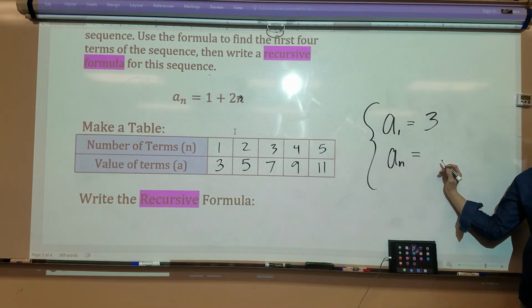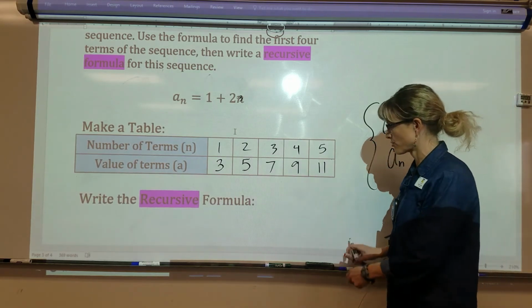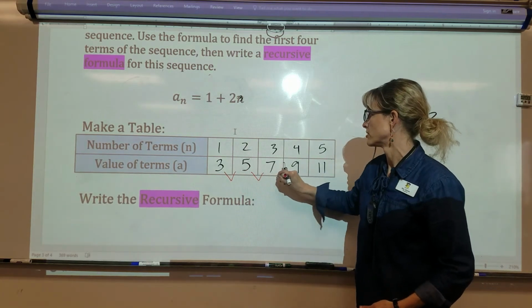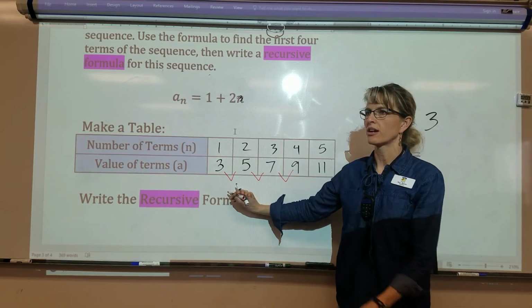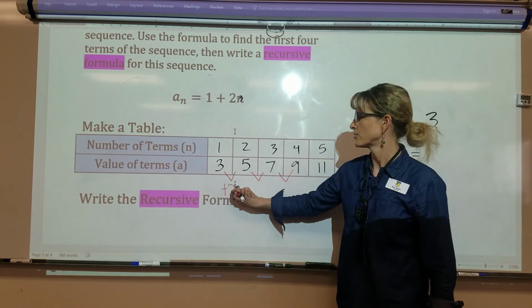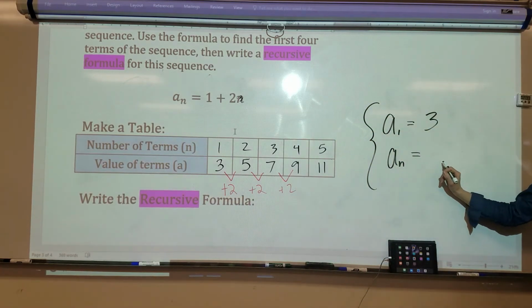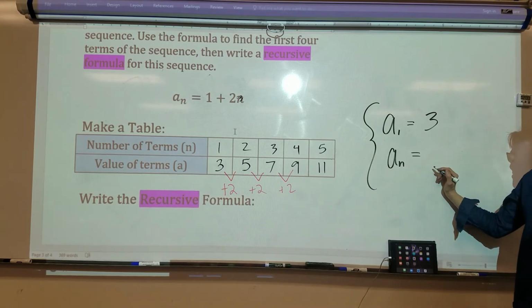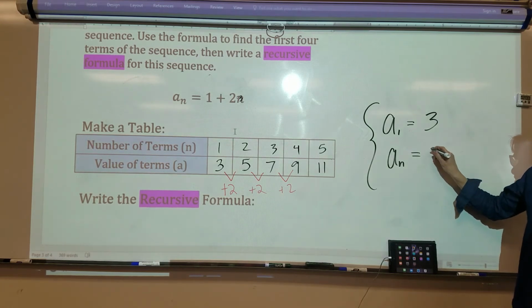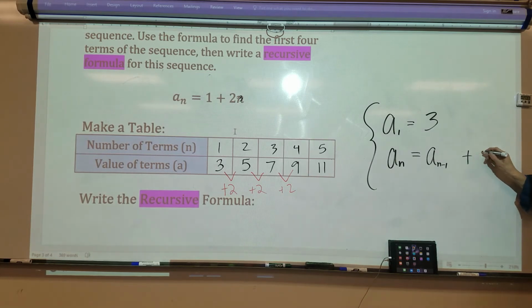The value of my nth term. How do I write previous term? Oh, well, what is the rule? What am I doing? Annika? Adding 2. You got it. Every time it adds 2. So I got my pattern. It works every time. How do I say previous terms? Sophie? A sub n minus 1. And then add 2, right?